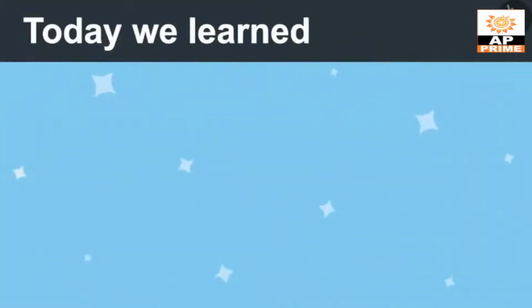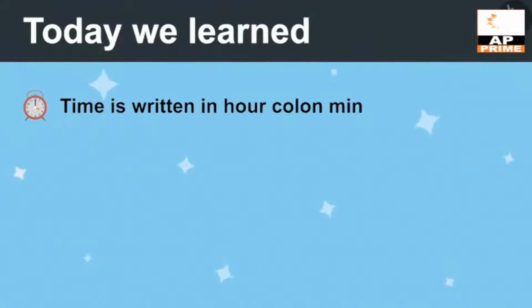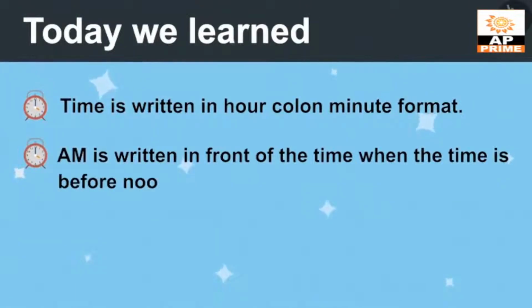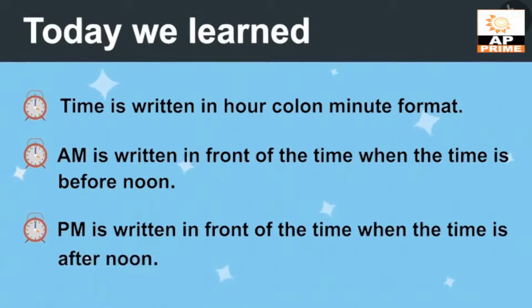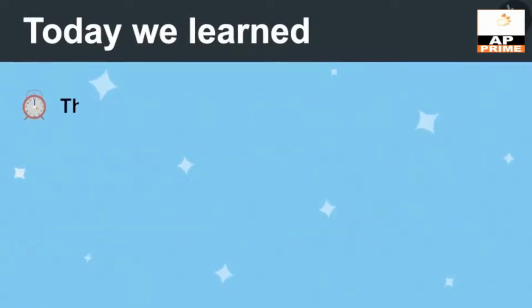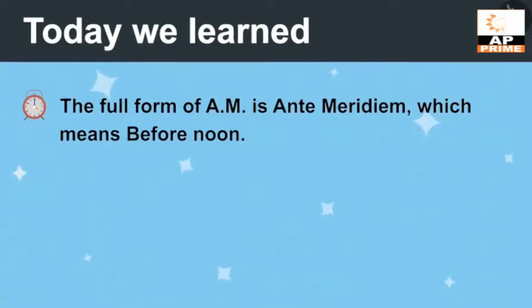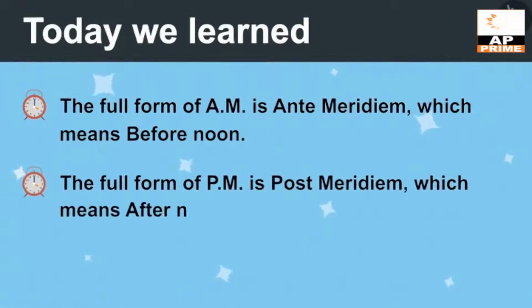Today we learned that time is written in form of hour, minute. AM is written in front of the time when time is before noon. PM is written in front of time when the time is afternoon. Full form of AM is ante-meridiem, which means before noon. And the full form of PM is post-meridiem, which means afternoon.